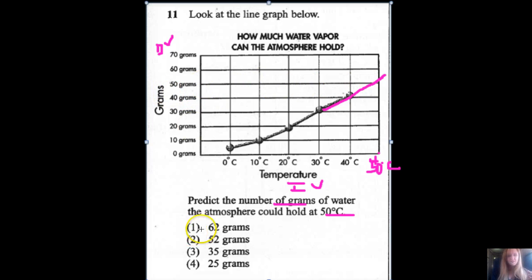It's around 50 grams. So 60 grams around here? In order to do that, my line would have to go like that. That doesn't look right, so it can't be 60 grams. 35 grams? From here it would have to go down. Why would it start doing that? Definitely not 25 grams, it would have to take an even sharper turn down. That won't work. So it is definitely 52 grams.